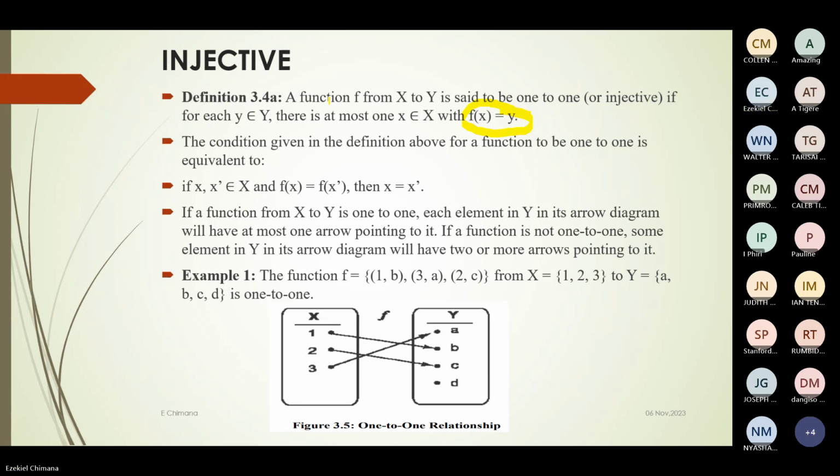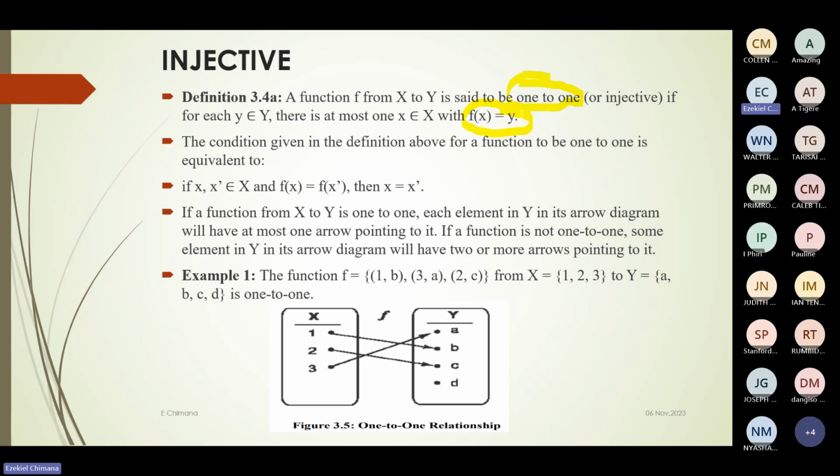But normally, I think here you've noticed something. An injective function can be referred to as a 1-to-1. So whenever you are asked about a 1-to-1 function, you are also being asked about an injective function. Just get it that way.